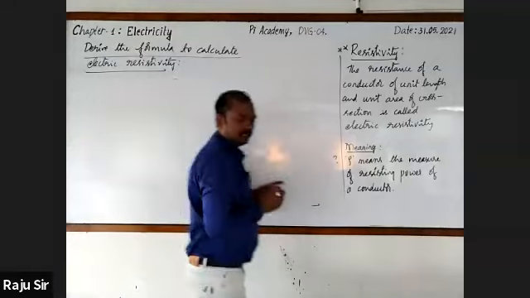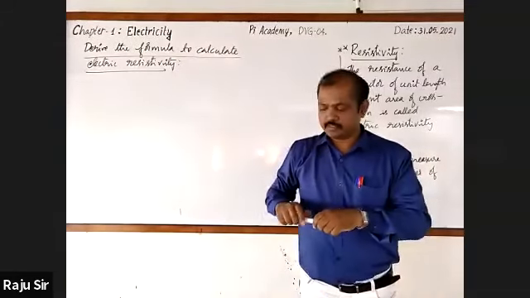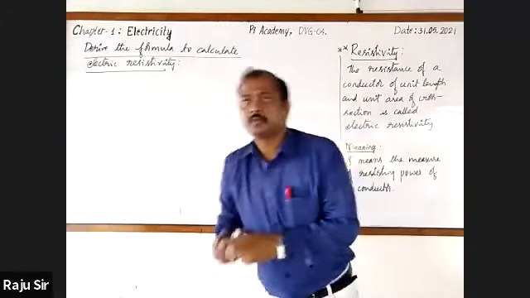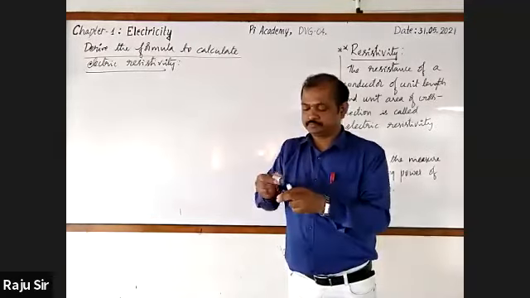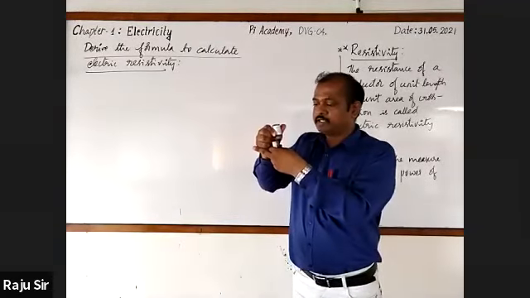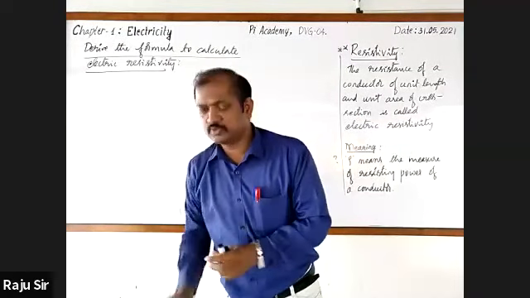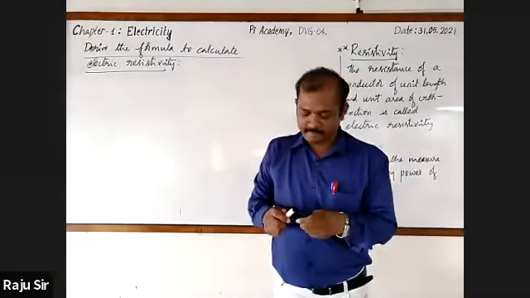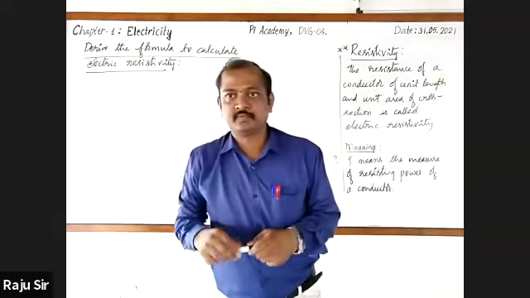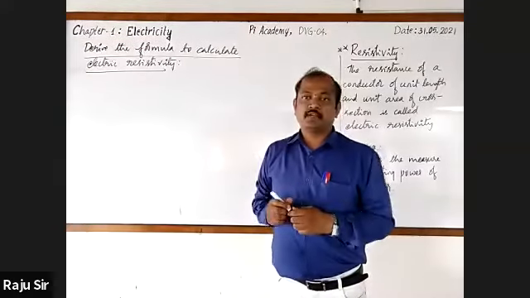Derive the formula to calculate electric resistivity. For derivation, we use two important physical quantities. Could you tell what are these? Length and area of cross section.